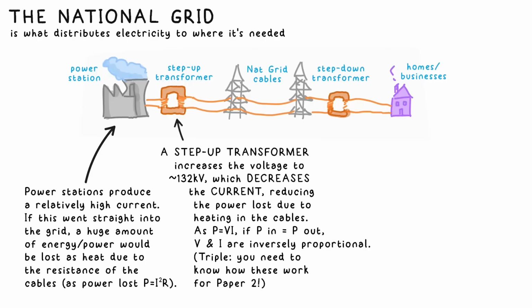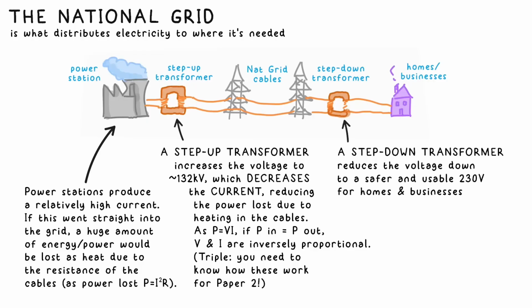A step-up transformer outside the power station increases the transmission voltage to over 100,000 volts. As P equals VI and power stays roughly the same in this process, if PD goes up, current must decrease as a result. This decrease in current means less energy and power is lost due to heating, and we can see this from the other power equation, P equals I squared R. Lower the I, lower the P lost. Of course, having such a high voltage going into homes would be dangerous and unnecessary, so we have a step-down transformer nearby to reduce it back down to a safer 230 volts.